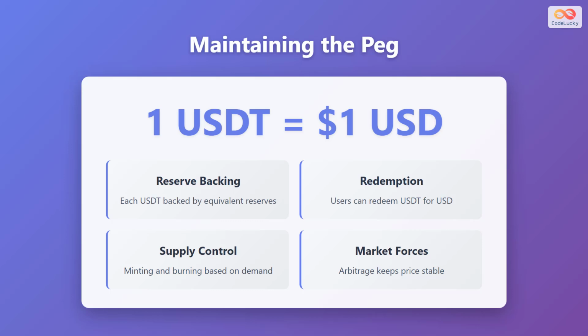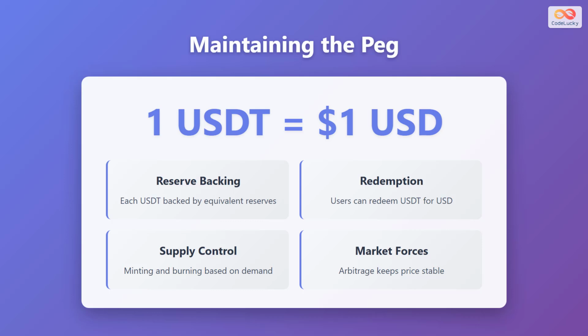The key feature of USDT is maintaining its peg to the dollar, meaning one USDT should always equal one US dollar. Tether maintains this peg through several mechanisms. First is reserve backing, where each USDT is backed by equivalent reserves held by the company. Second is the redemption process, which allows users to exchange their USDT for actual US dollars. Third is supply control, where Tether mints new tokens when demand increases and burns tokens when users redeem them.